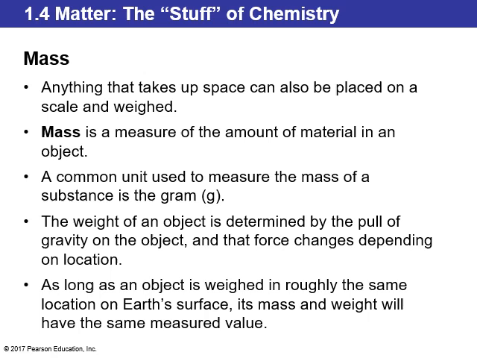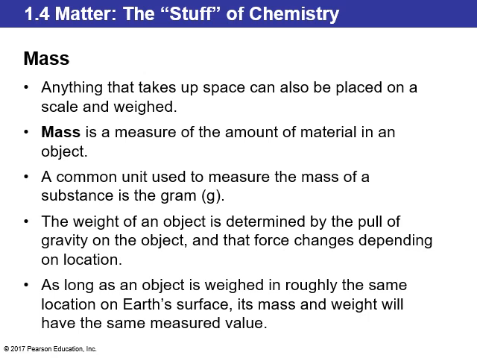Okay, we're out of the boring, complicated math stuff for a minute. We're just going to talk about some different chemical properties. So mass is one of the chemical properties that we're going to discuss. Mass is anything that takes up space and can be placed on a scale and weighed. So it's a measure of the amount of material that we have in an object. We've already stated that the unit of measure that we're going to use for this is a gram.